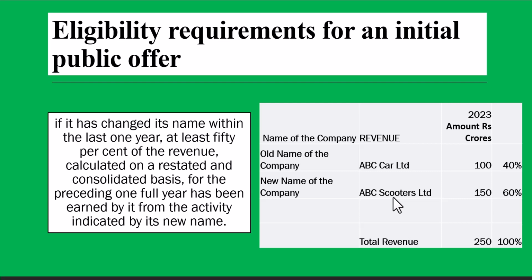Yes, sir. If it has changed its name within the last 1 year, at least 50% of the revenue calculated on a restated and consolidated basis for the preceding one full year has been earned by it from the activity indicated by its new name. So it has to earn more than 50% of the revenue with the new name. So how much is it earning with the new name? 60%. Is it meeting the criteria? Yes, sir. Okay, very good. So let's move on to some general conditions.